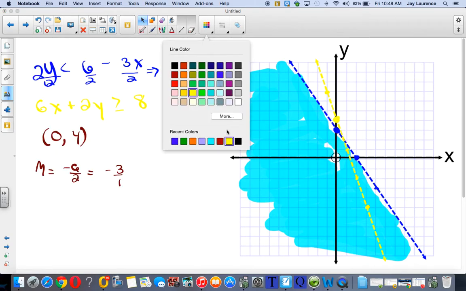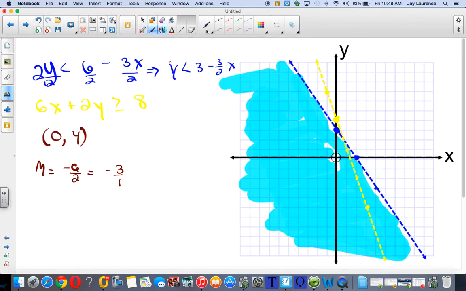I want the highlighter. There you are. Okay, so if I put 0, 0 in, I get 0 is greater than 8. Well, 0 is not greater than 8, so I will not shade the origin side of the line. So I'm going to shade all this over here, all this over here.